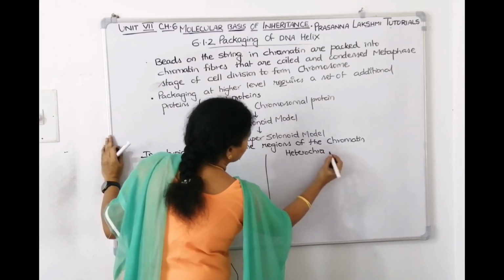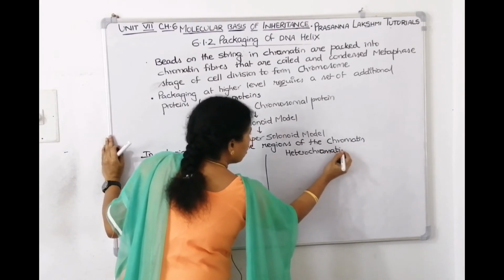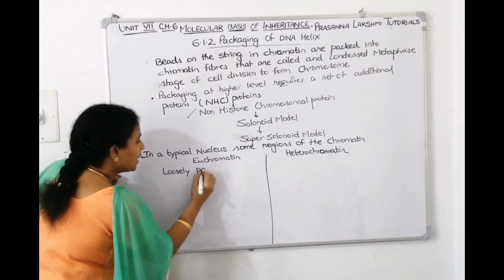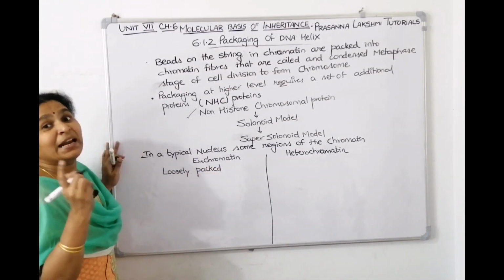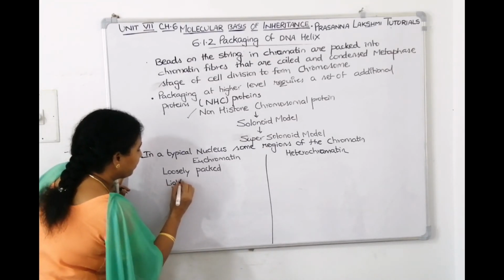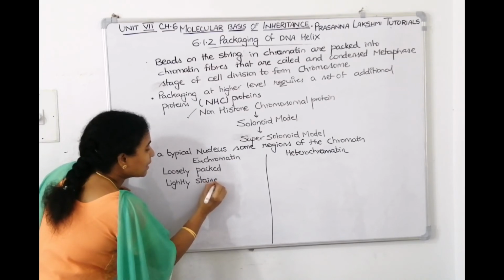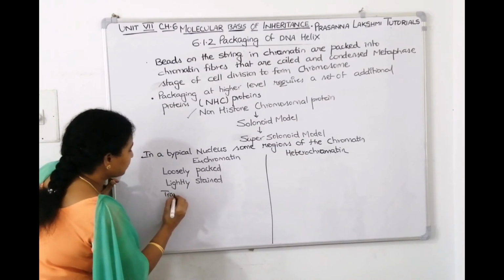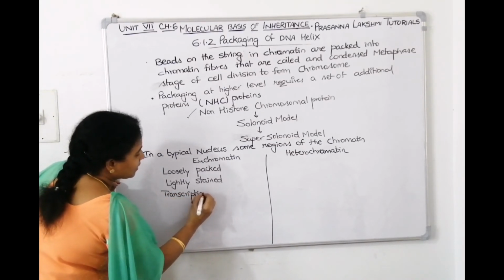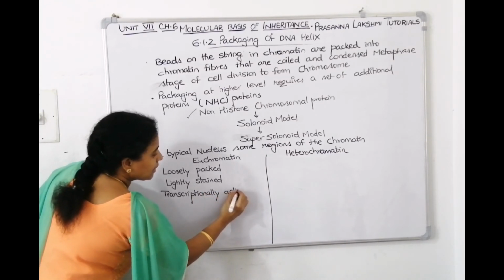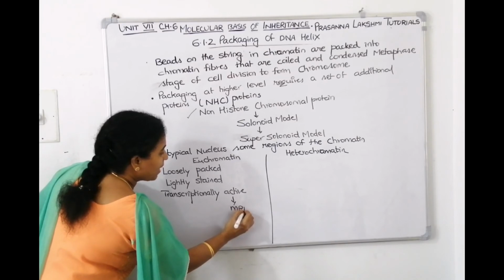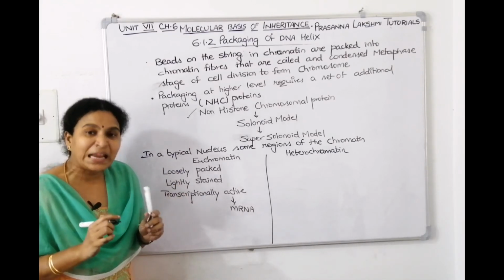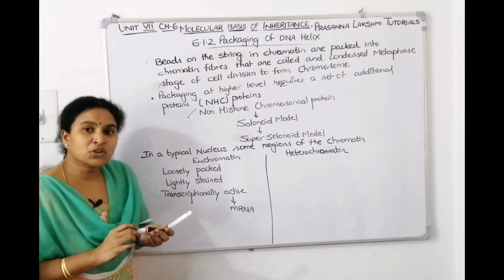Now, what do you mean by chromatin? Euchromatin means loosely packed chromatin. Since it is loosely packed, it is lightly stained. Why is it loosely packed? Because it is transcriptionally active. It has to open for mRNA synthesis. Since it has to make RNA, it is loosely packed. Since there is less DNA, it will be lightly stained with the fluorescent stain. That is why it's called euchromatin.